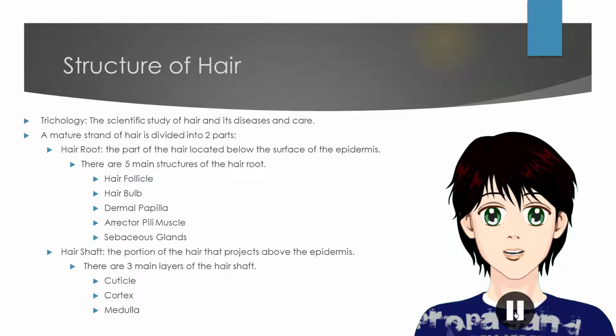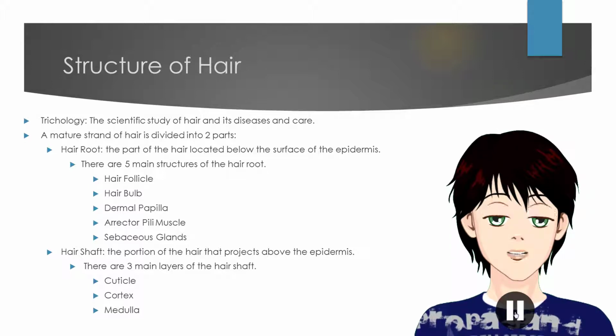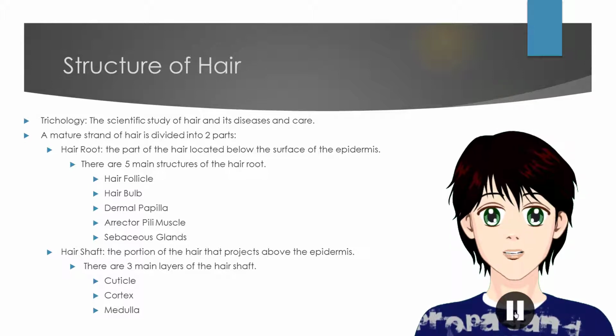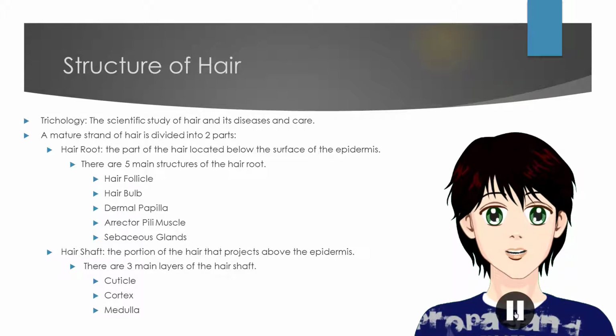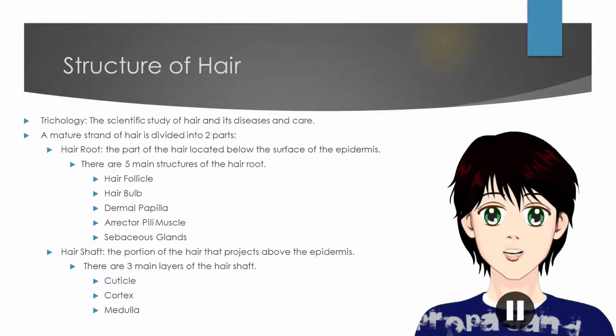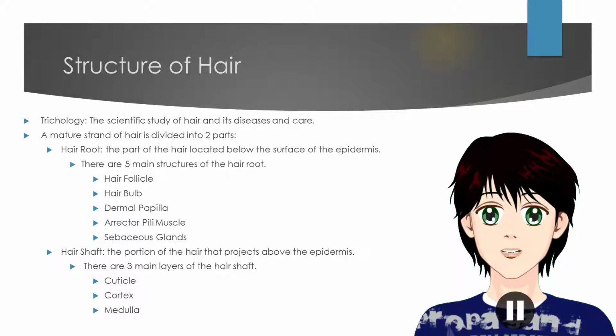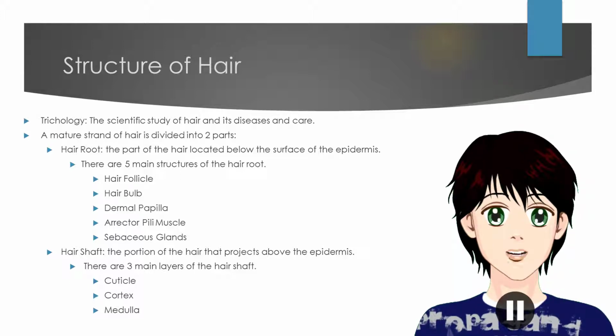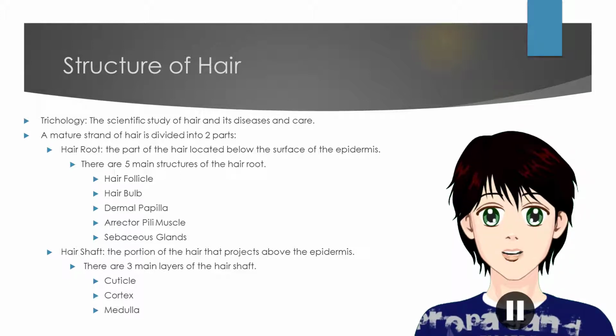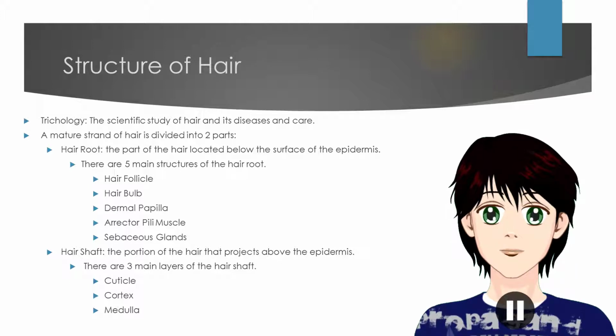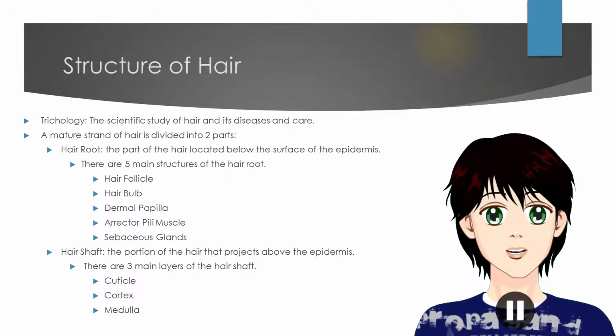We begin with trichology, or the scientific study of the hair and its diseases and care. A mature strand of hair is divided into two parts, the hair root and the hair shaft. The hair root is the part of the hair located below the surface of the epidermis, and is the portion of the hair we cannot visibly see. There are 5 main structures of the hair root. They are the hair follicle, the hair bulb, the dermal papilla, the erector pili muscle and the sebaceous glands.